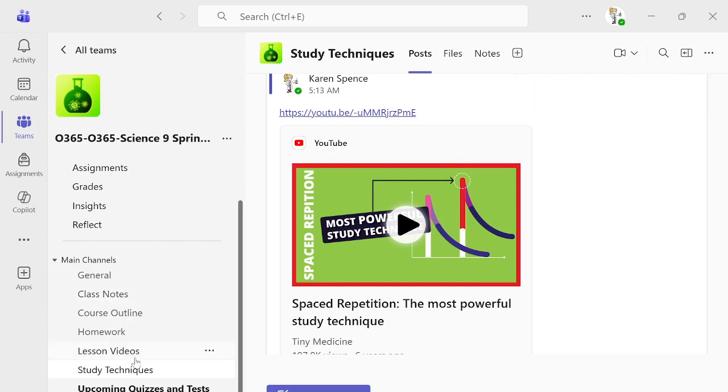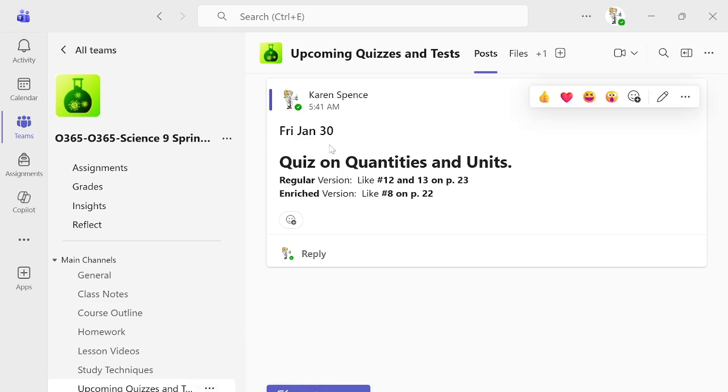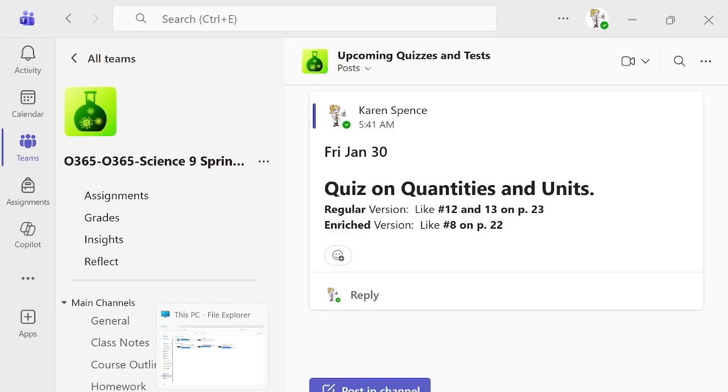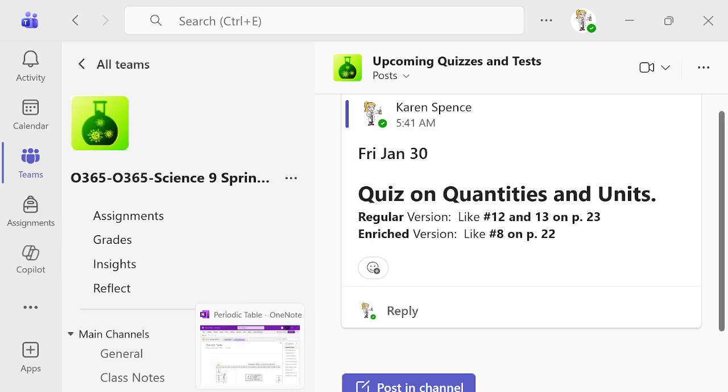And just before we leave our team, we're going to look at upcoming quizzes and tests. Okay, so you can see on Friday, January 30th, there's a quiz on quantities and units. And the regular version is going to look exactly like, and I wonder if I can make this bigger. Teams is not very good about making things bigger. It's going to look exactly like number 12 and 13 on page 23 of your workbook. And the enriched version is going to look like number 8 on page 22.